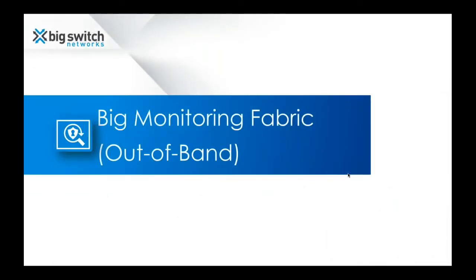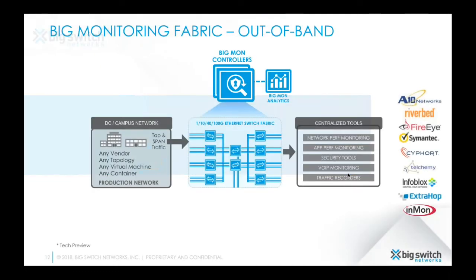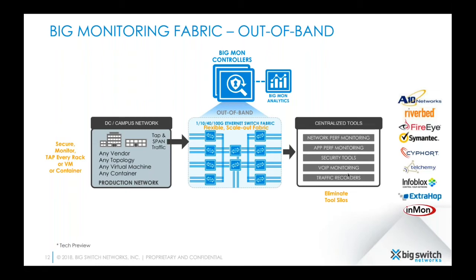Now, with that high level, let me talk a little bit more about the Big Monitoring Fabric architecture, which is going to be very key for you to understand how our GTP correlation solution is super cool. This is how a Big Monitoring Fabric out-of-band deployment looks. We also have a Big Monitoring Fabric inline deployment, which I'm not going to go through in this session, but you are free to watch our previous webinars which talk about Big Monitoring Fabric inline.